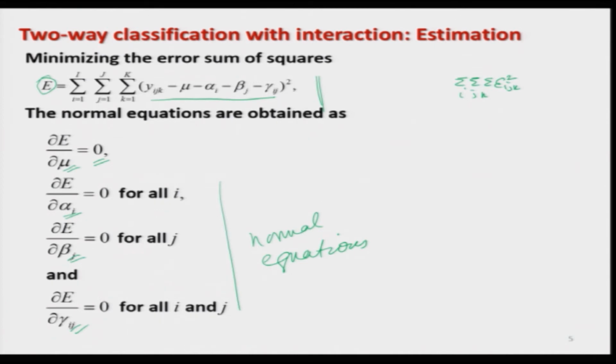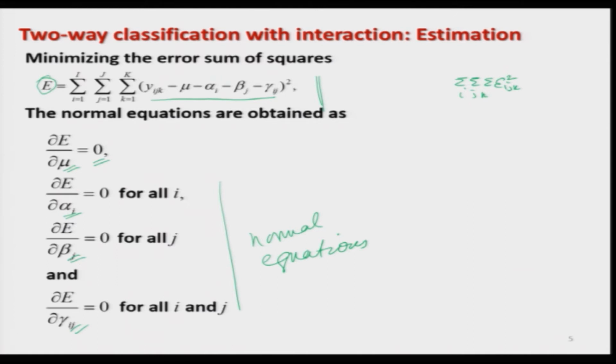Now, what you have to do? You simply have to differentiate them and solve them. You have done the same exercise in the case of one-way classification as well as in two-way classification, and this was a very simple exercise: you simply differentiate and use the constraints like summation alpha i equal to 0, summation beta j equal to 0, summation over i gamma ij equal to 0 and summation over j gamma ij equal to 0, and you can obtain the estimates of mu, alpha i, beta j and gamma ij without any problem.